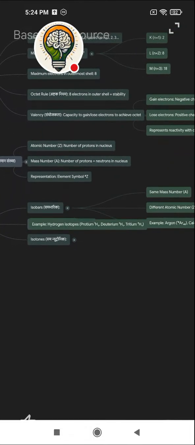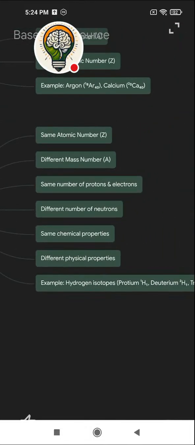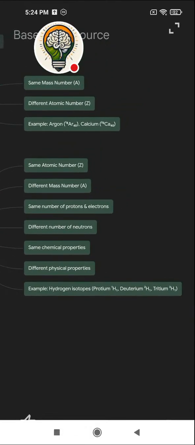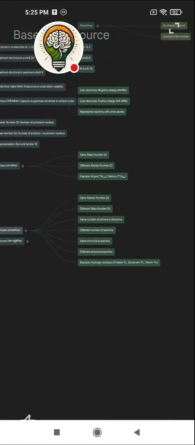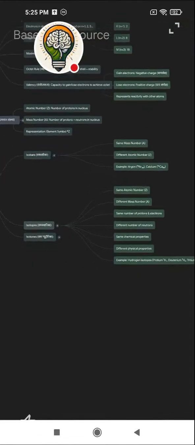So isotopes. Isotopes have the same atomic number and different mass number, same number of protons and electrons, different number of neutrons, same chemical properties, different physical properties. Hydrogen isotopes: protium 1H1, deuterium 2H1 and tritium 3H1. So these are isotopes. Isotopes have the same proton number.